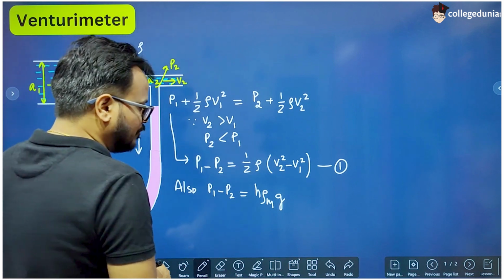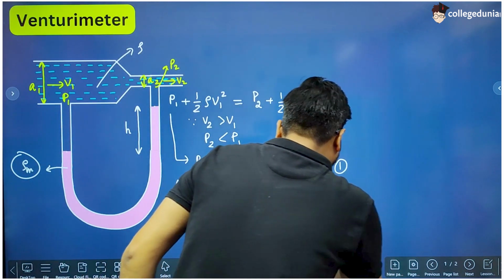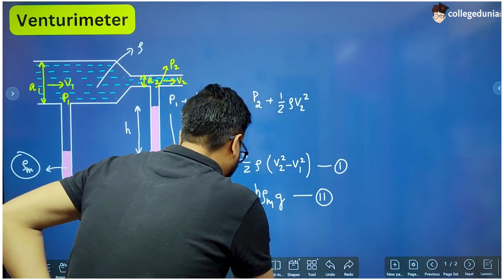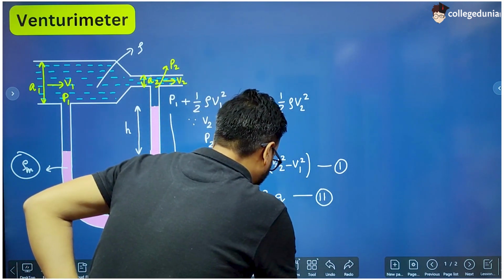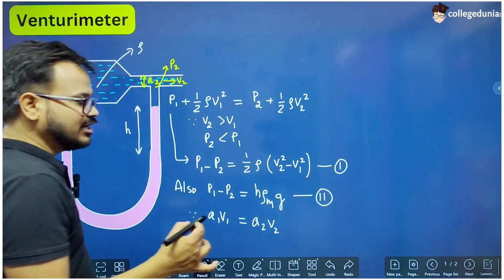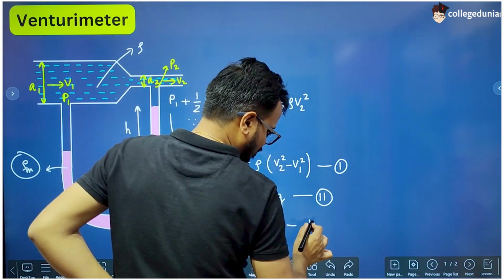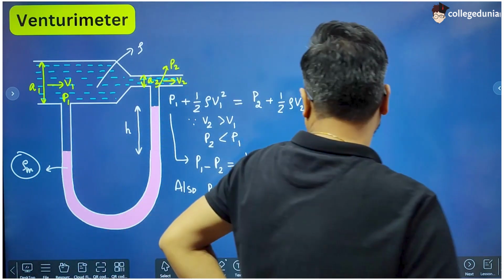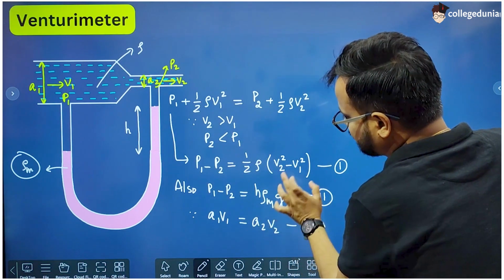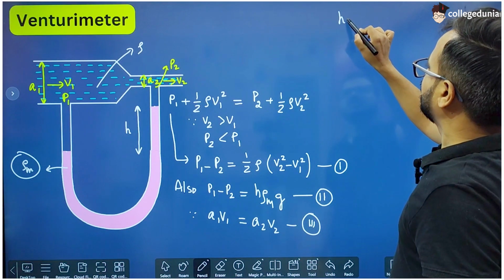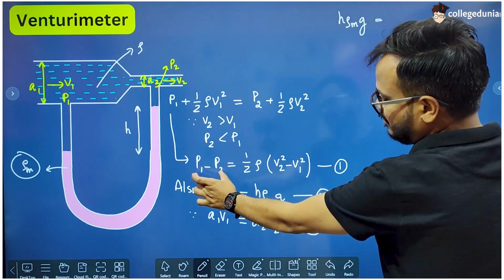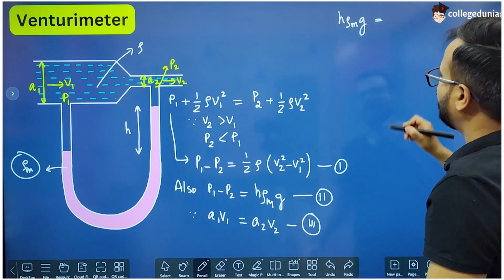Okay, and this is the second equation. Also, A1 V1 equal to A2 V2, and this is the third equation that we will use. Now let us take this equation, and in place of P1 minus P2 we will write h rho m g.